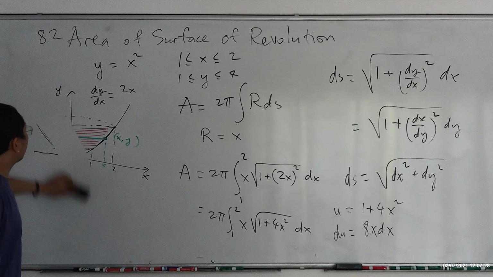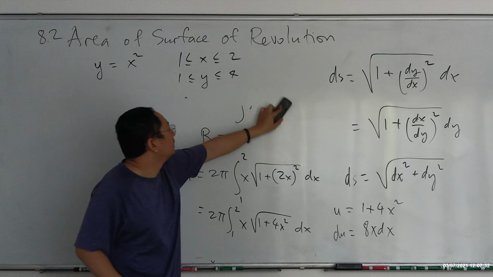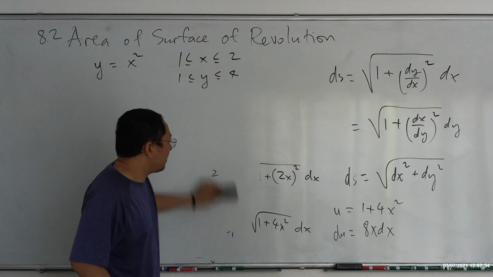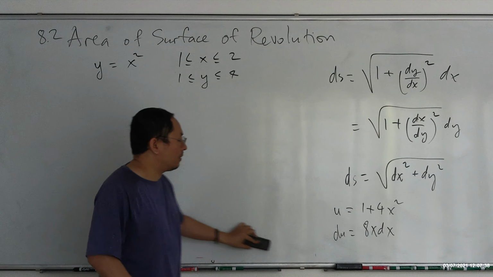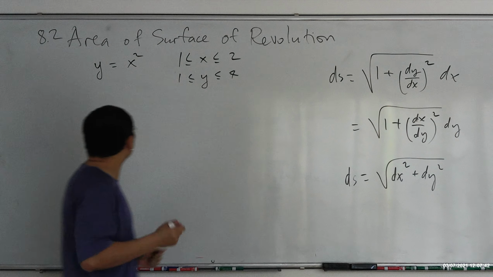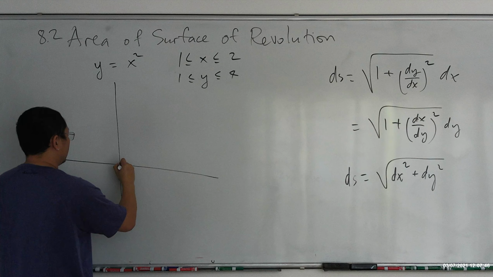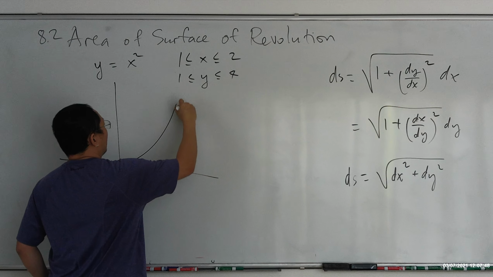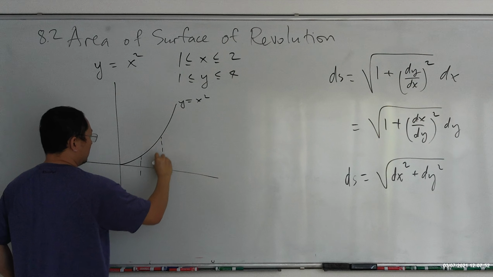Okay, try another one. I'm going to use the same function. But this time, I'm not rotating about the y-axis anymore. I'll be rotating about a different axis. And of course, we have a new problem with new surface area. This is my curve again, y equal to x squared again. x runs from 1 to 2 again.